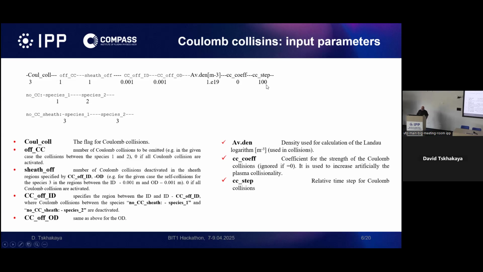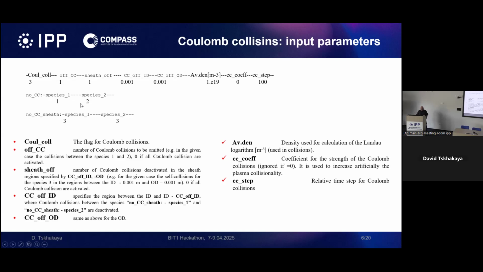And you have CC step, because the code has a very refined time step. In this case, it can be 10 to minus 13. You don't need each time step to have Coulomb collisions because it's very expensive. So what you do is subcycle: only after 100 time steps will it make Coulomb collisions, and it speeds up simulations very strongly.